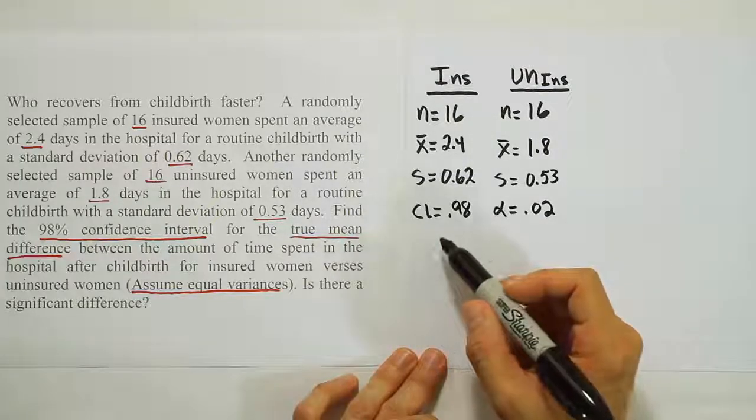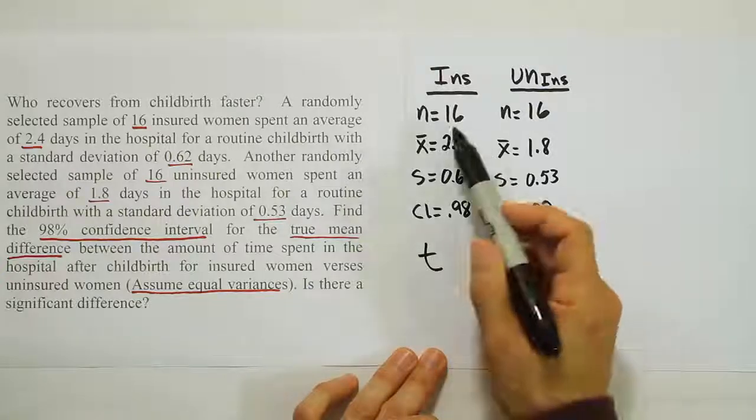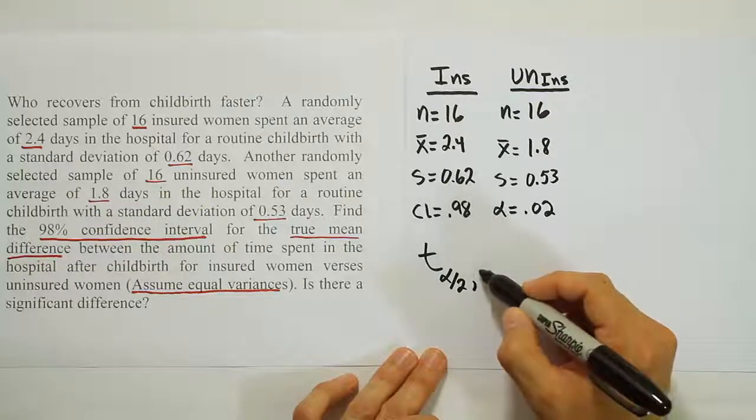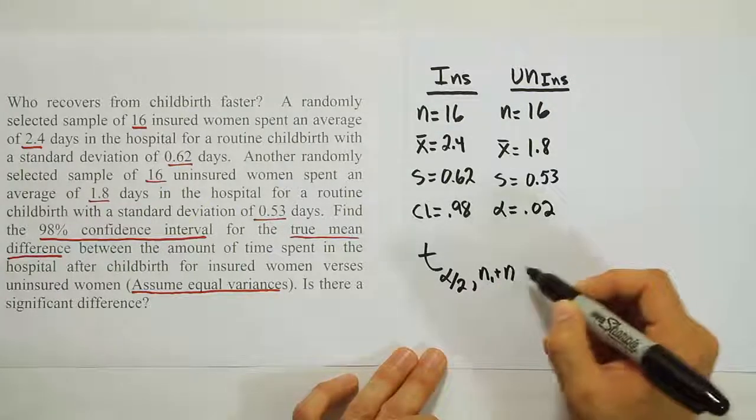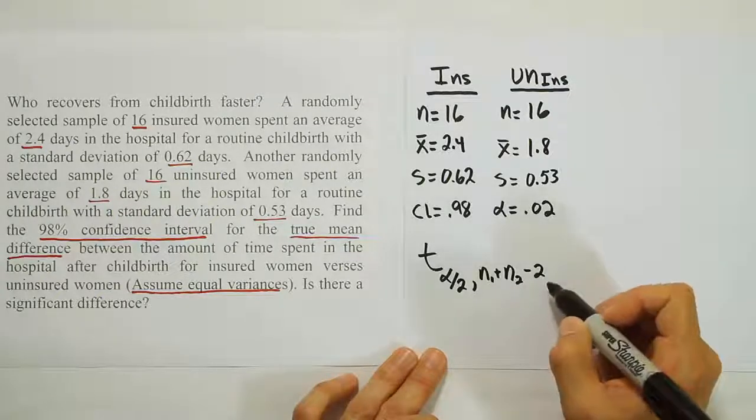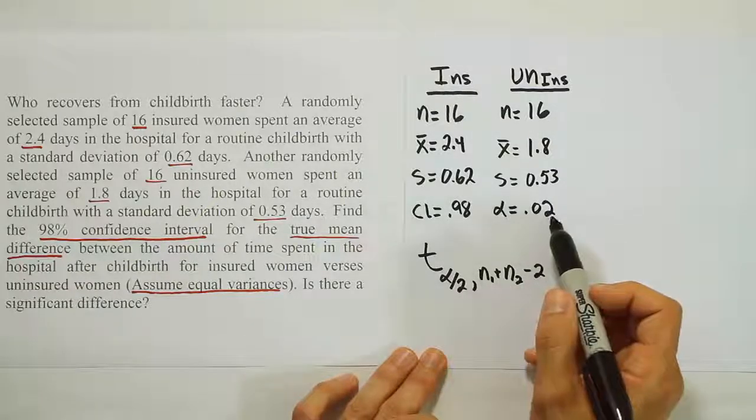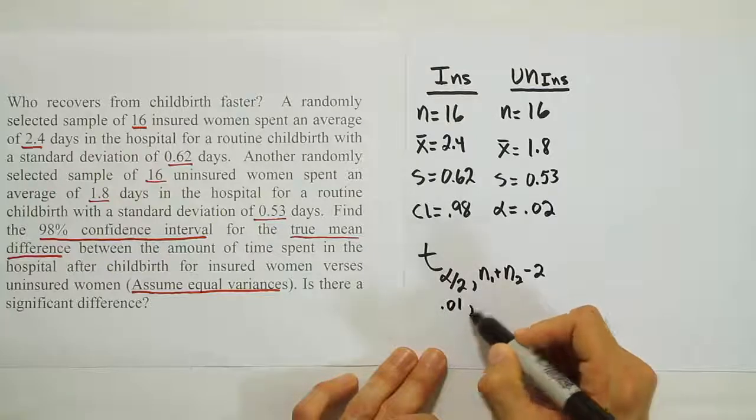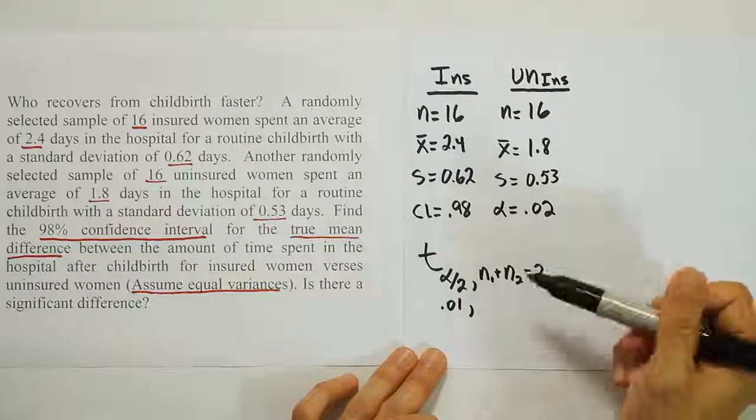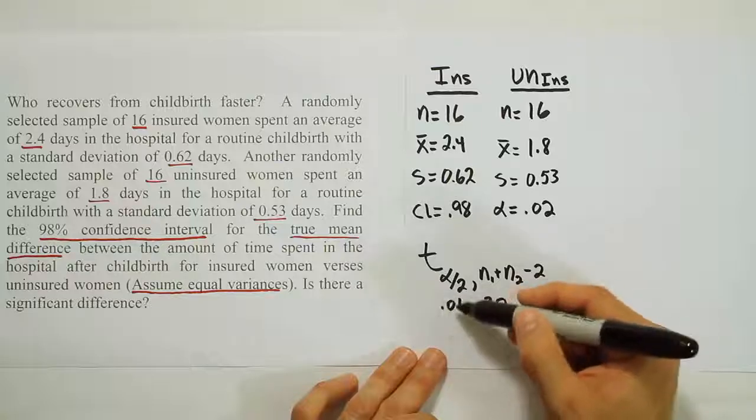Now, our next step in a confidence interval after listing all the data is to find the t critical value, in this case t because of the small sample sizes. So t alpha divided by 2 with degrees of freedom n1 plus n2 minus 2. Alpha divided by 2 is 0.02 divided by 2, so it'll be 0.01. And n1 plus n2 minus 2 is 32 minus 2, so we get 30.